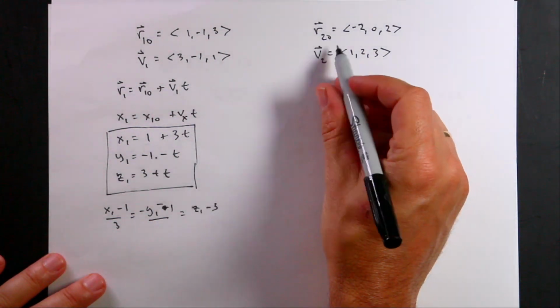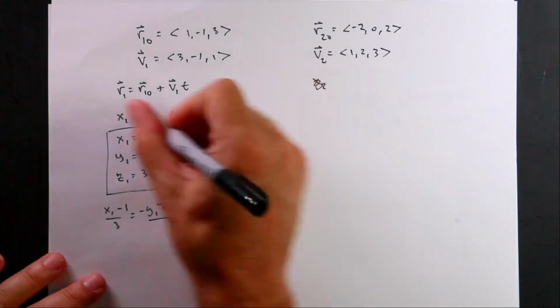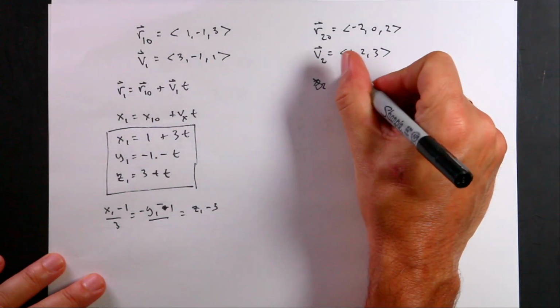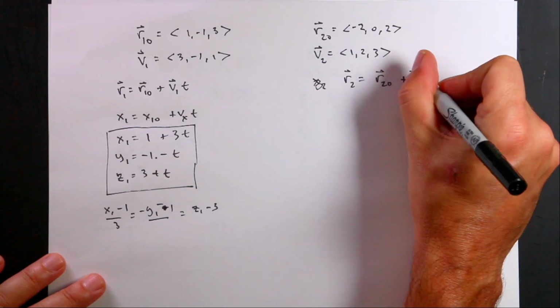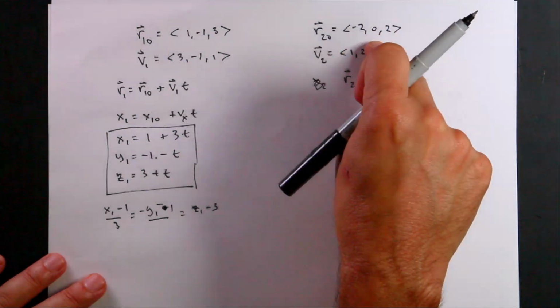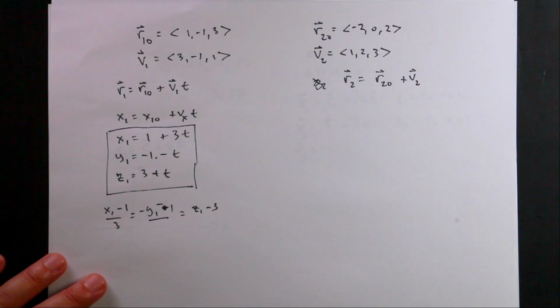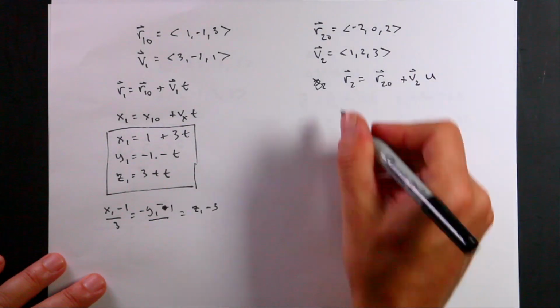Okay, now let's write this one the same way. I'm going to write this as x2. I like writing that equation. So r2 equals r20 plus v2 u. Now, I don't want to use t because the parameters in this one are going to be different than that one. So I'm actually going to call this something else. Let's call this u.